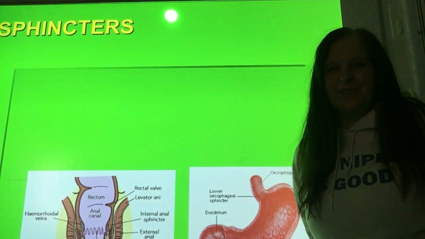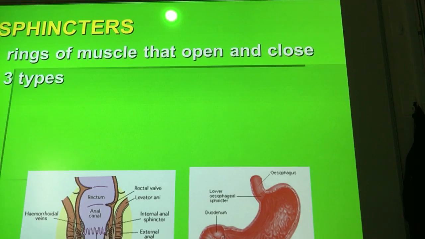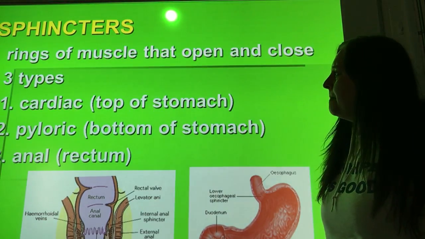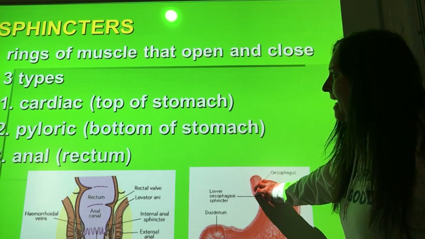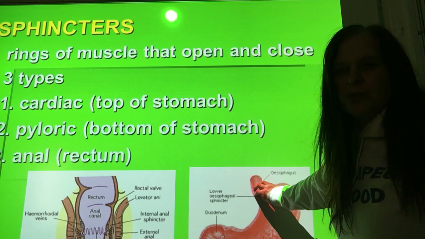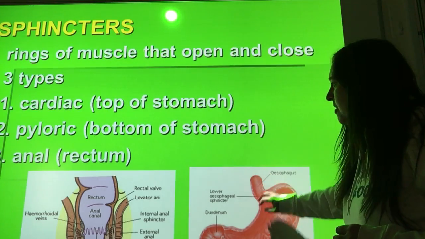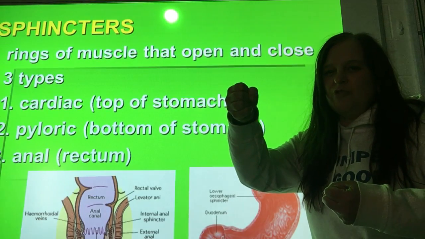Sphincters. Students seem to like that word, sphincters. A sphincter is a ring of muscle that opens and closes. So there are 3 different types of sphincters in the digestive system. 2 of them are found in the stomach. So the top of the stomach has the cardiac sphincter. So again, think cardiac, top near your heart. So the cardiac is the top sphincter and the pyloric is the bottom. So basically they're almost like a gate or a drawstring passage.